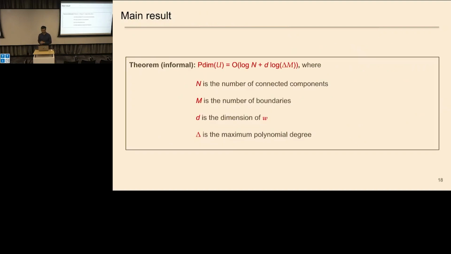Right. So this is the final result that we have. We can give a bound on the pseudo-dimension of U in terms of things that are easy to compute for any neural network problem that you're working on. If you can give a bound on the number of connected components, the number of boundary functions, the dimension of the parameters, which is just the total number of weights in your network, and the maximum degree of both these boundaries and the piece functions, then our result automatically gives you a bound on the pseudo-dimension of U.